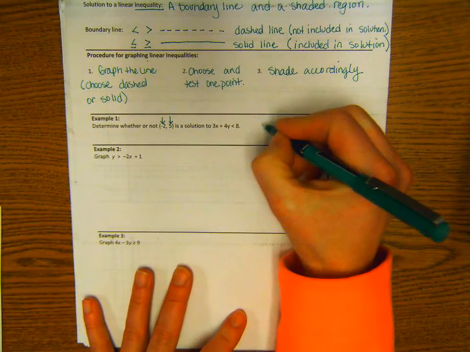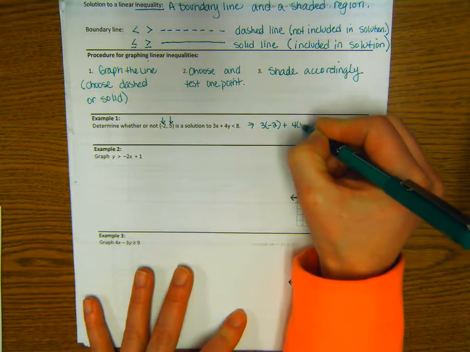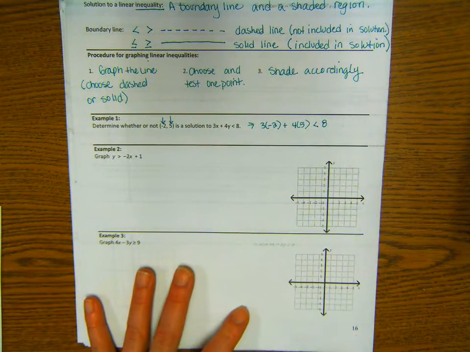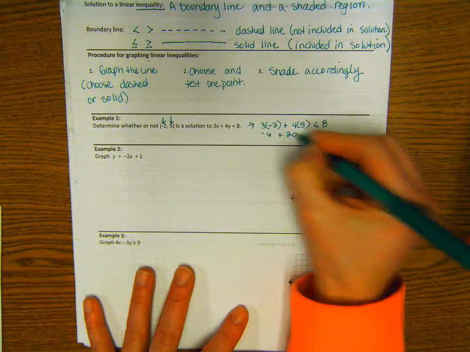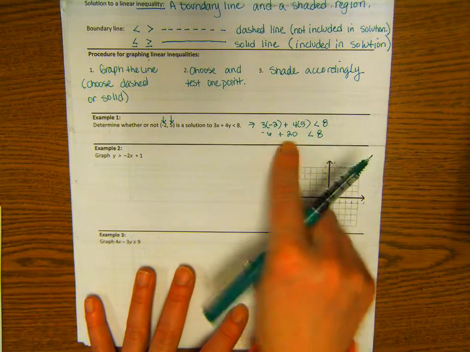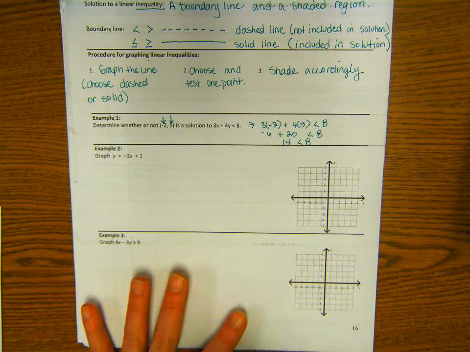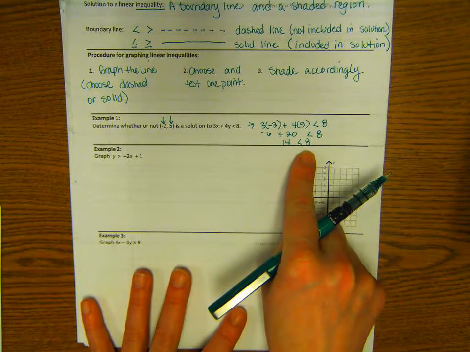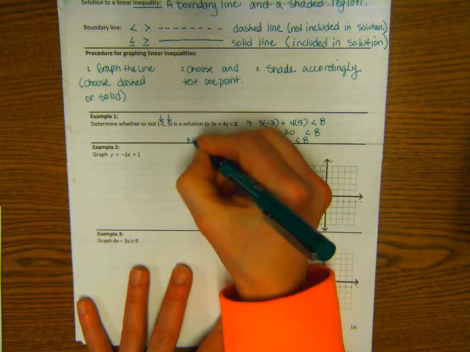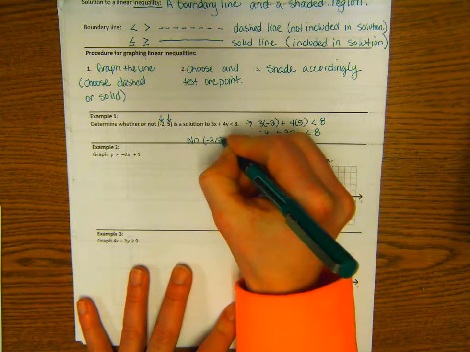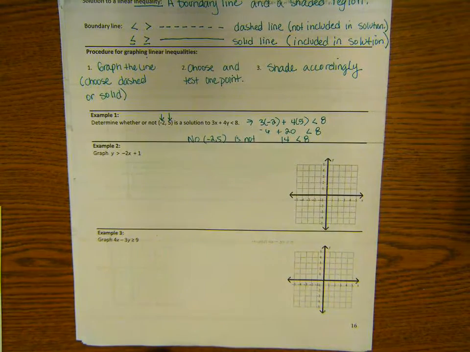So if I were to rewrite this, I would have 3 times negative 2 plus 4 times 5 is less than 8. So that gives me negative 6 plus 20 is less than 8. Negative 6 plus 20 is 14, is less than 8. Does that make the inequality true? Is 14 less than 8? It does not. So the answer to this would be no, negative 2, 5 is not a solution. And this would be the work.